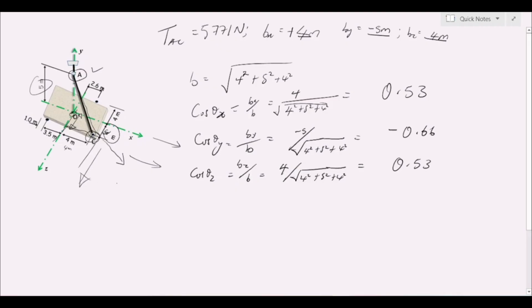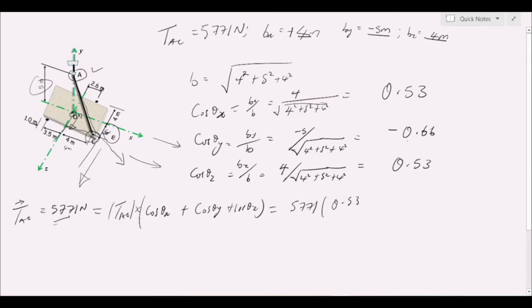And once all these are known, to take the first two components, the value of TAC is equal to 5,771 newtons. And of course, in vectorial form, if you want to take the different components, you have to multiply this value TAC, that's the magnitude of TAC, which is 5,771 newtons, multiplied by the direction cosines for all the axes, cos theta x, cos theta y, and cos theta z. And this will be equal to 5,771 multiplied by 0.53, which is our cos theta x, and minus 0.66, that's our value of cos theta y, and plus 0.53, that's our value of cos theta z.